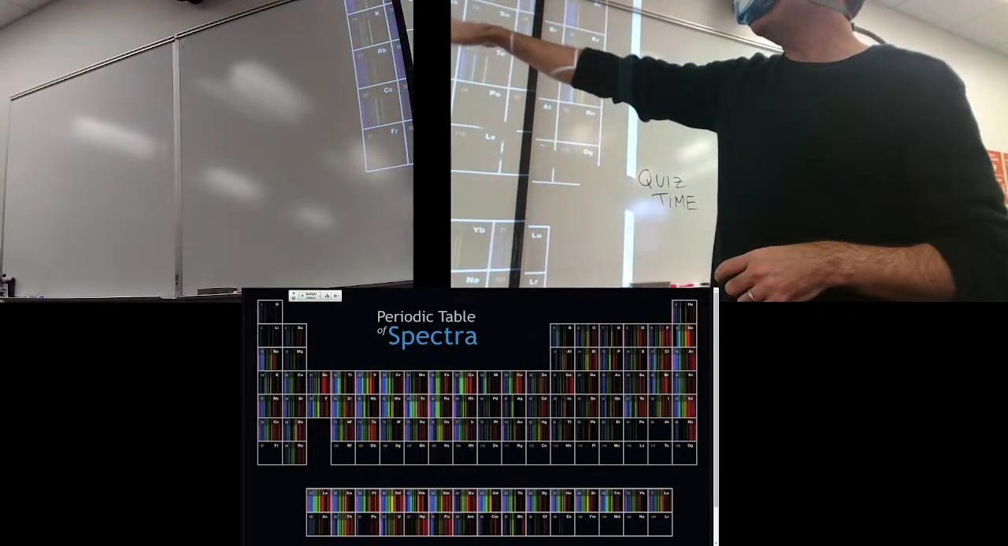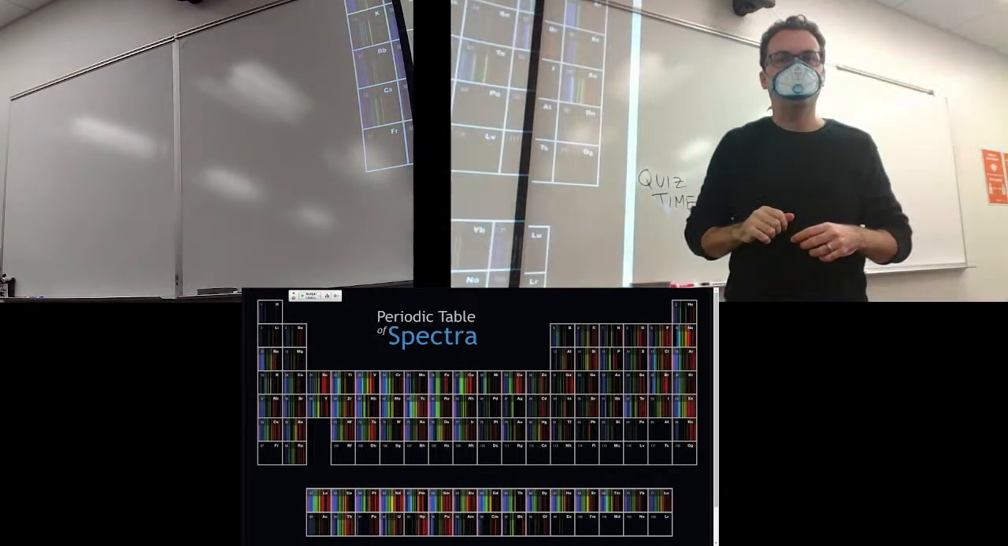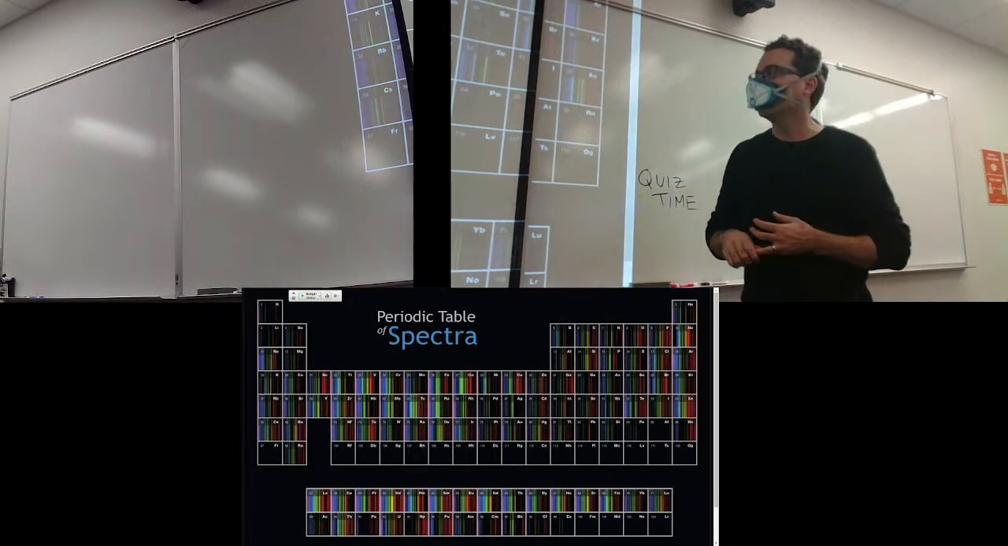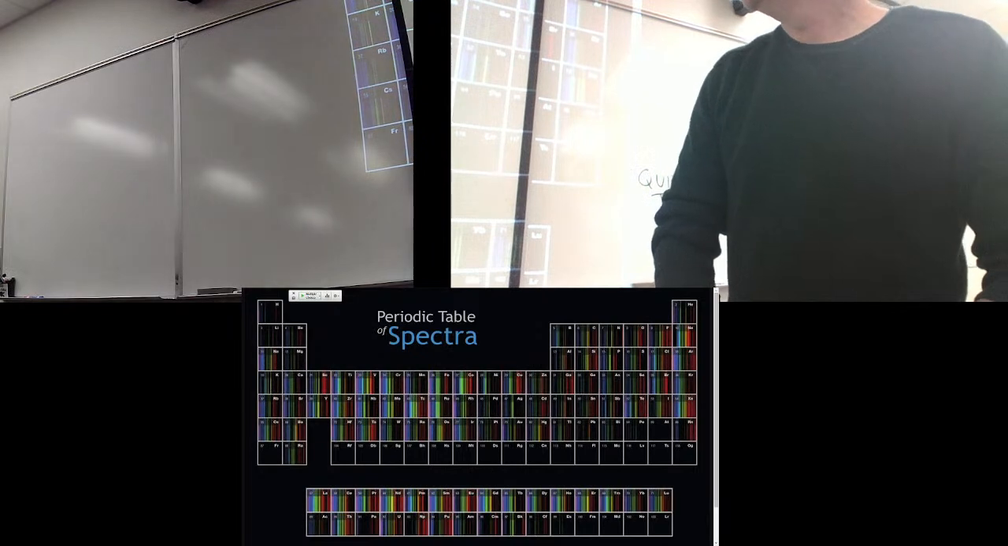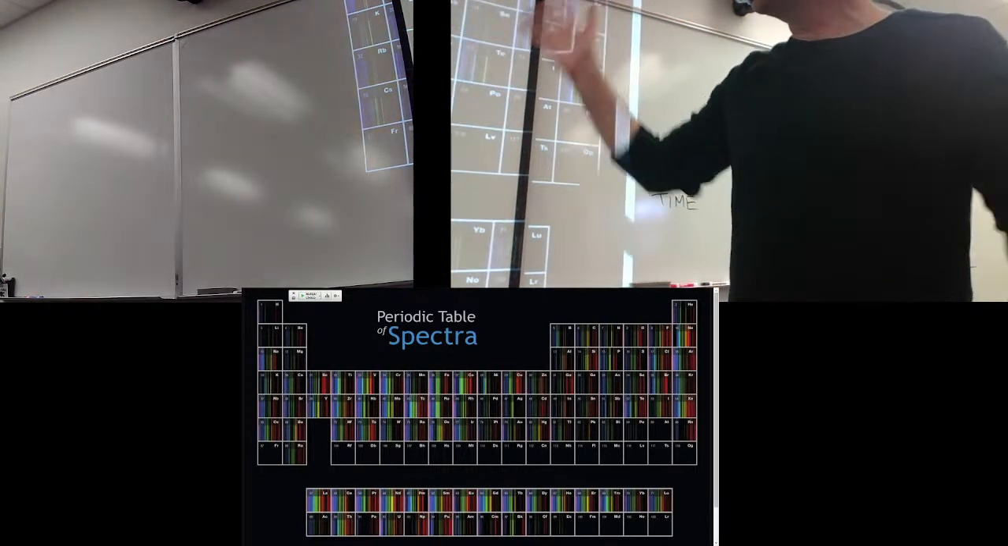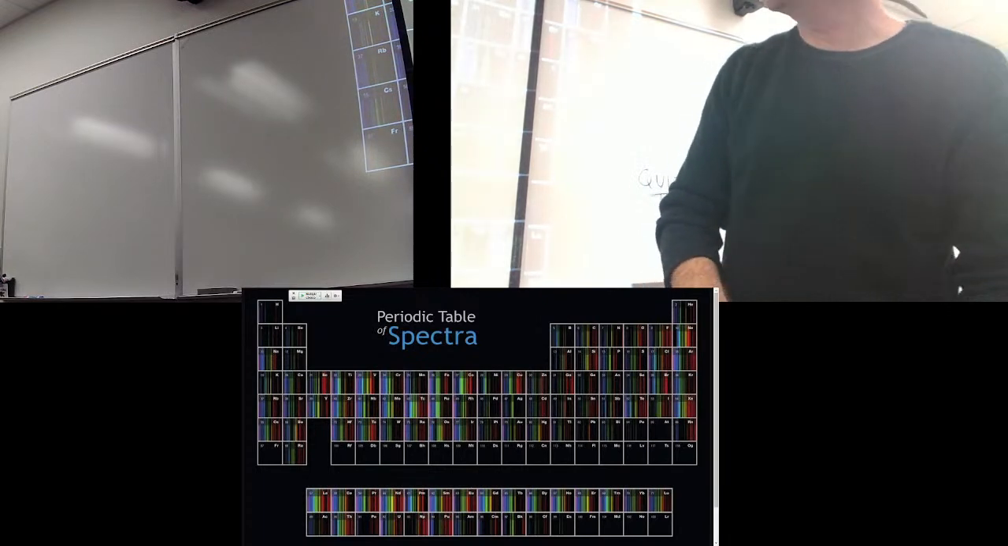But yeah, it's interesting. And this is kind of proof that every element has its own fingerprint, basically. You can identify elements based on their emission spectrum. It kind of looks all the same, but there are differences between them, even ones that look very similar.